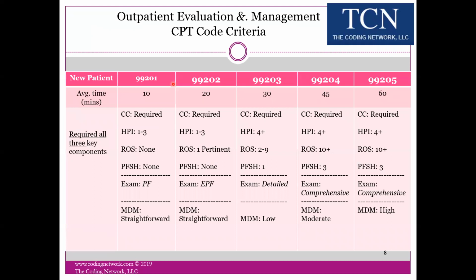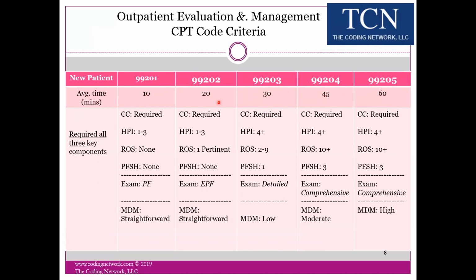But let's take a look at this one-page new patient template. Okay, so this has all your new patient codes on it, from a level 1 all the way up to a level 5. And what I want to point out first is that there are these typical times associated with these codes. Don't worry about these times when you're selecting your level of service based on those 3 components of history, exam, and medical decision making.